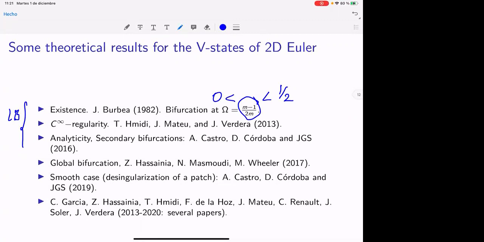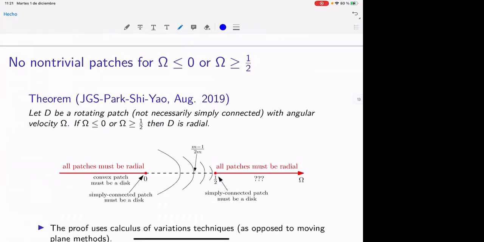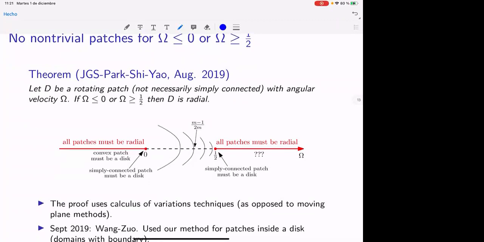Okay, now what can we actually prove? We can actually prove the following. So if we take an omega which is smaller or equal than zero or greater or equal than 1/2, and there are no other assumptions on, say, the connectivity, then there is nothing. Then the only solutions are the trivial ones. So either disks, or depending on the connectivity, nested annuli, for example. So this is a cartoon of what we can actually prove.